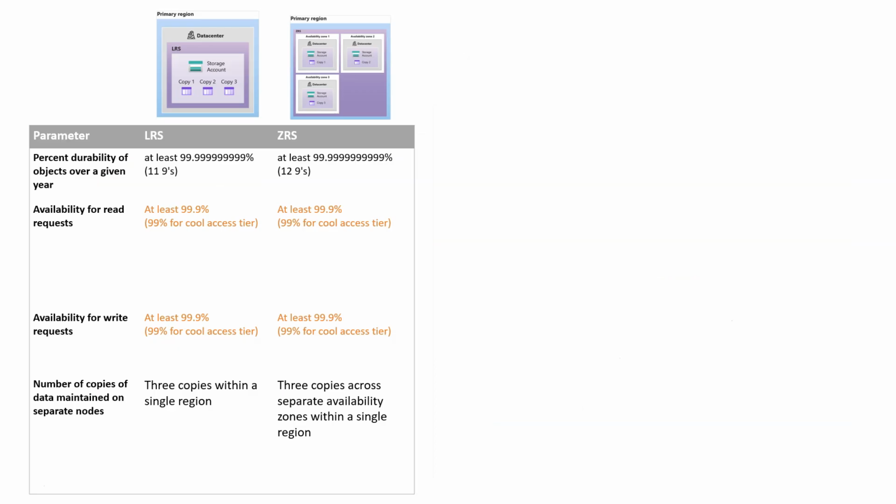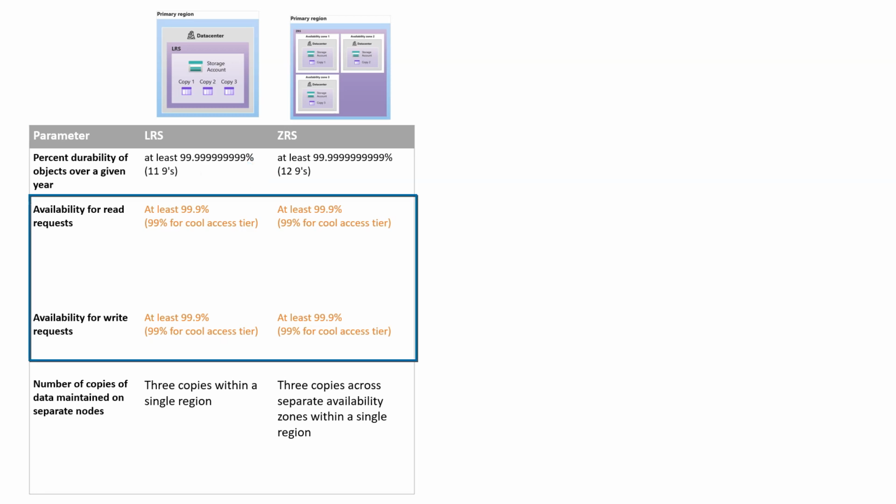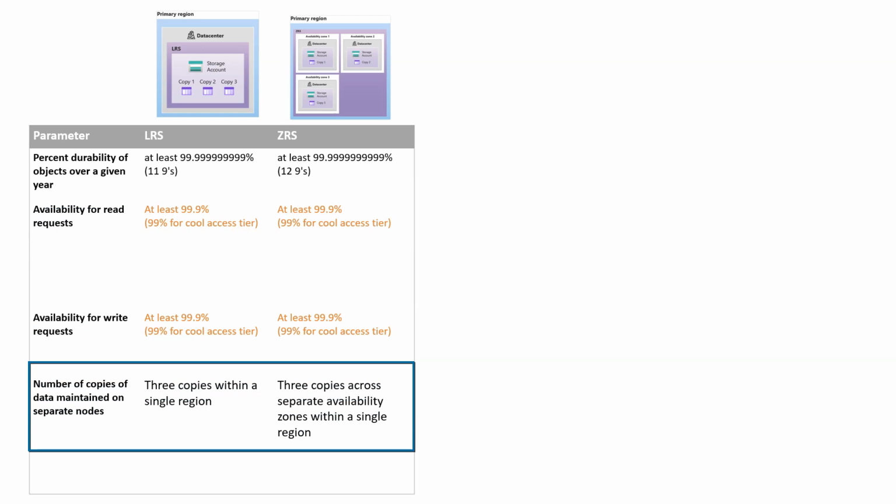Before that, this is a comparison of the single region options we just saw, locally redundant storage and zone redundant storage. You can see that durability increased from 11 nines to 12 nines. Availability for read and write is the same, which is 99.9. And for the number of copies, there are 3 copies, but in the first case they are in a single region, and in the second case in separate availability zones within a single region.